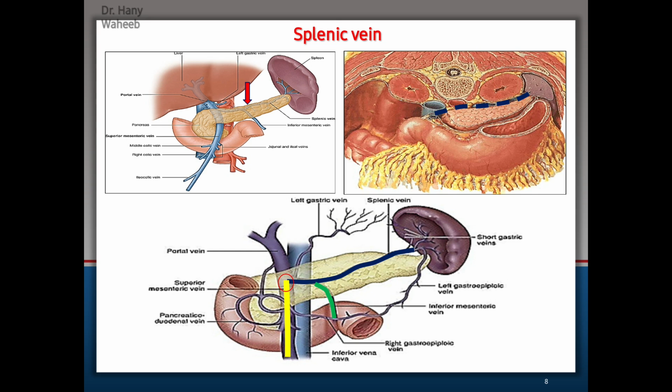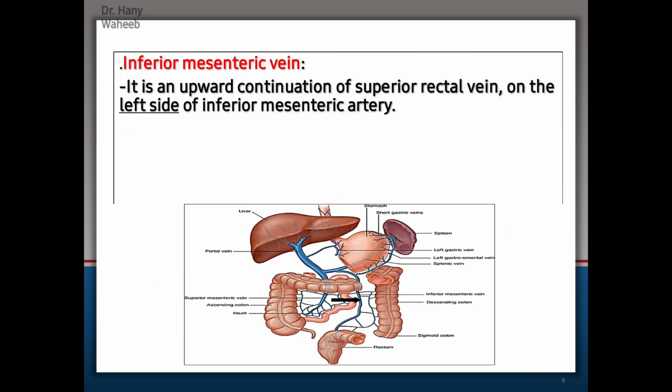It receives the inferior mesenteric vein, one of its tributaries. So, the inferior mesenteric vein is the vein of the hind gut. It is an upward continuation of the superior rectal vein on the left side of the inferior mesenteric artery. It ascends on the posterior abdominal wall to the left side of the inferior mesenteric artery. It ends in the splenic vein. Usually it ends in the splenic vein.